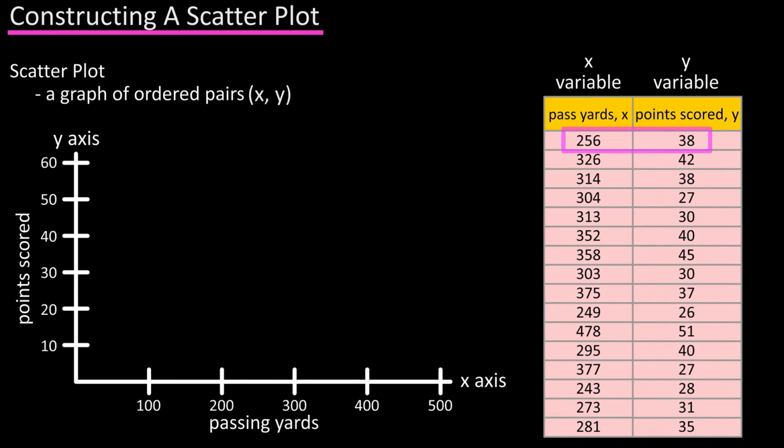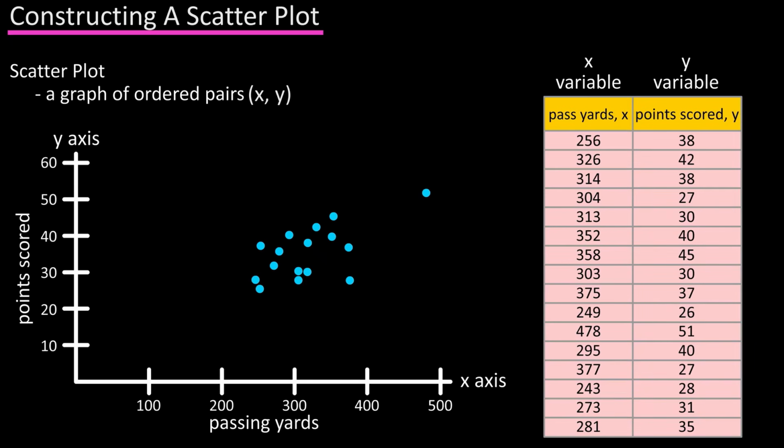So, from the first row in the table, we have 256 as our X-axis value and 38 as the Y-axis value. Find that point of intersection on the graph and put a dot there. Next is 326 for X and 42 for Y, and we put a dot at that point of intersection. And we continue this process for all 16 of the ordered pairs in the table, as I've done here.